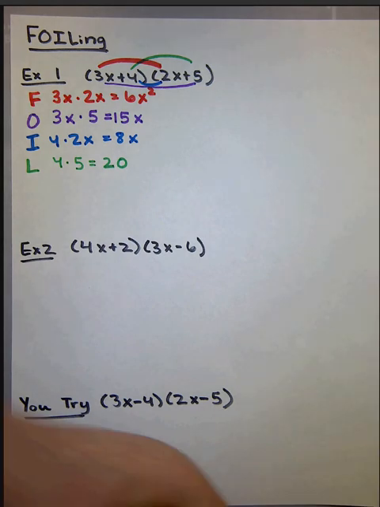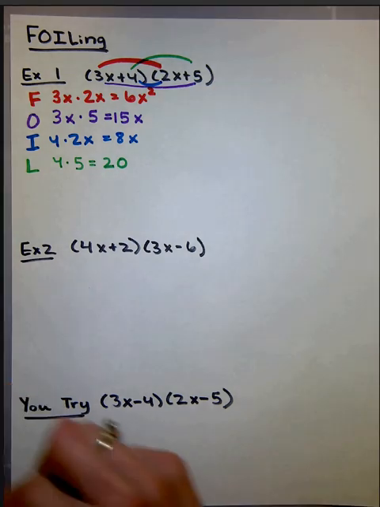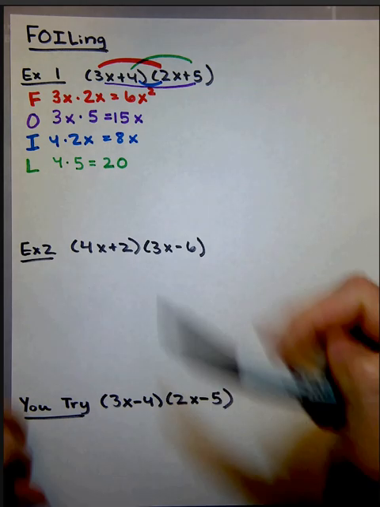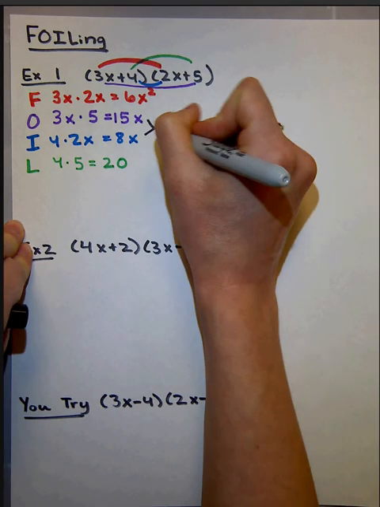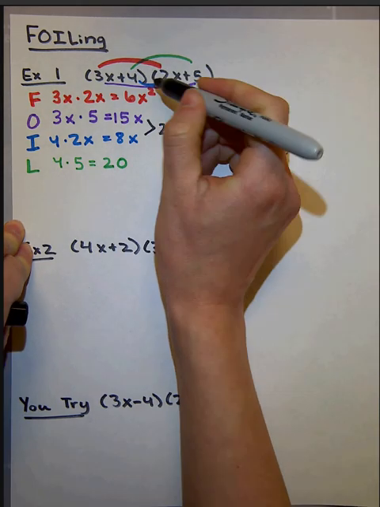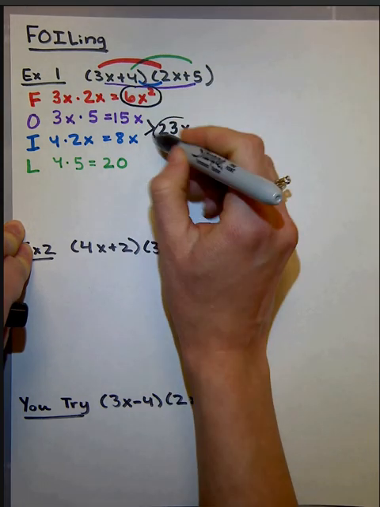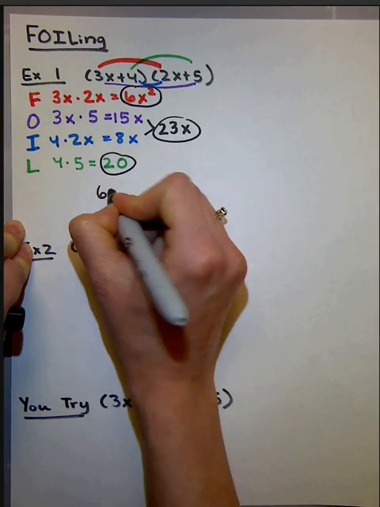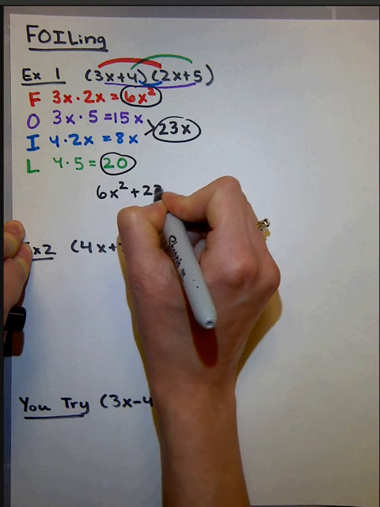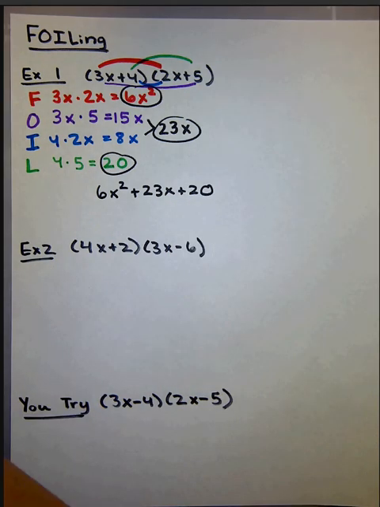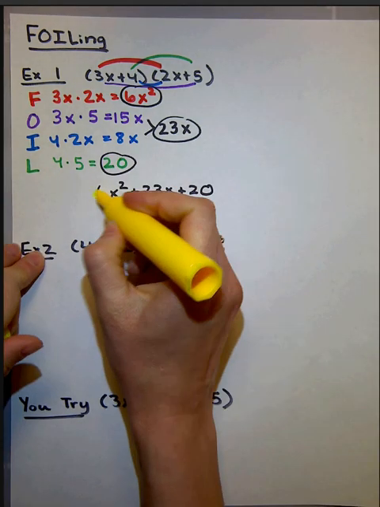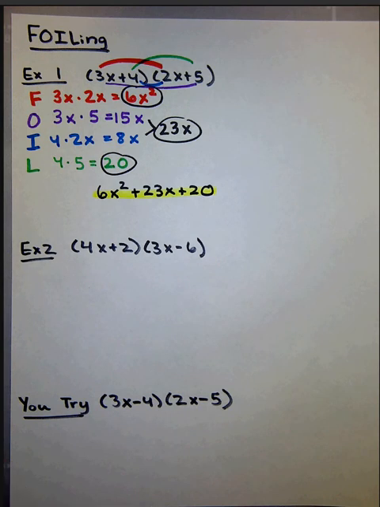Now I've got these 4 products here, and I need to look and see if I have any like terms. And sure enough, I do. I have 15x and 8x. So I add those up. 15x plus 8x ends up being 23x. So I take my 3 terms, 6x squared, 23x, positive 20, and put them all together to get my answer of 6x squared plus 23x plus 20. And that is how you use foiling. It's just another method to multiply a binomial by a binomial.